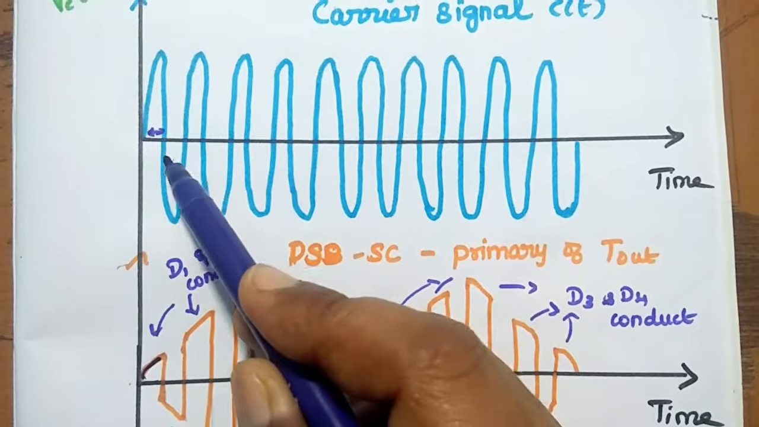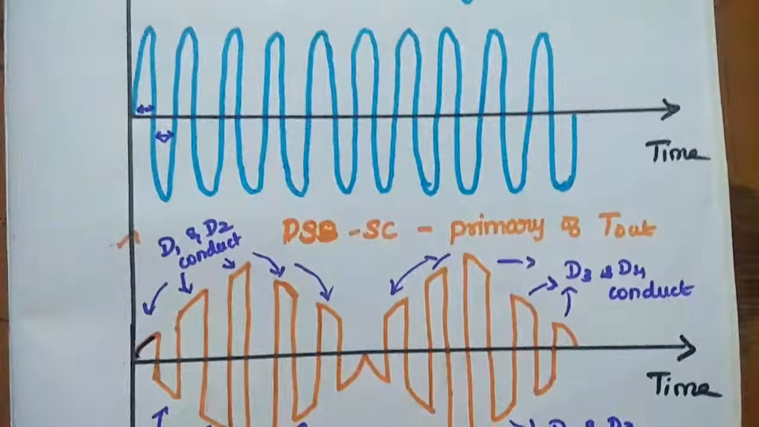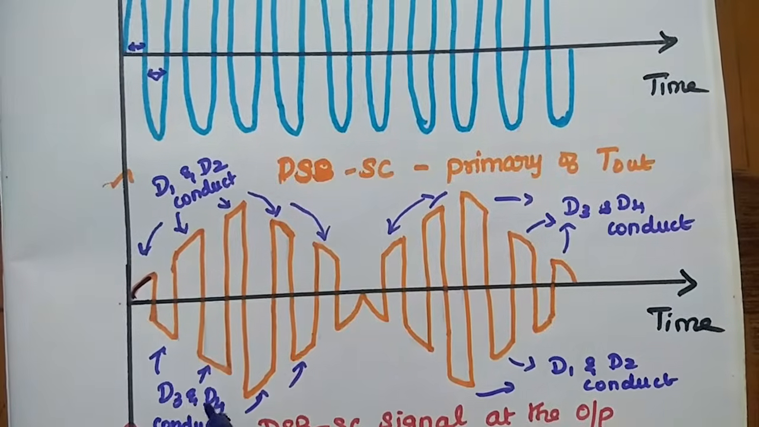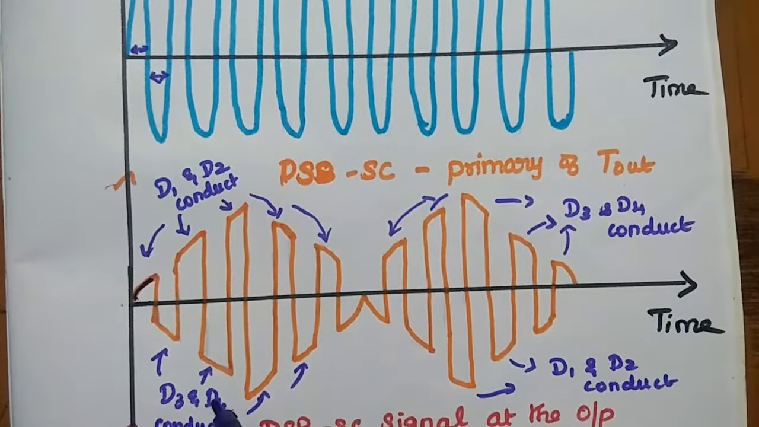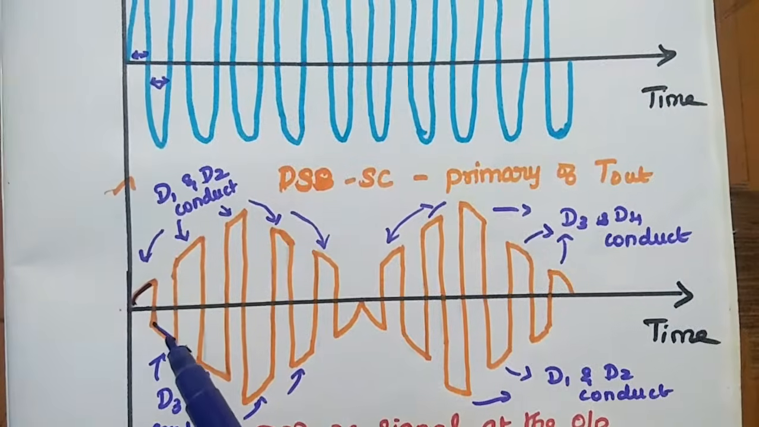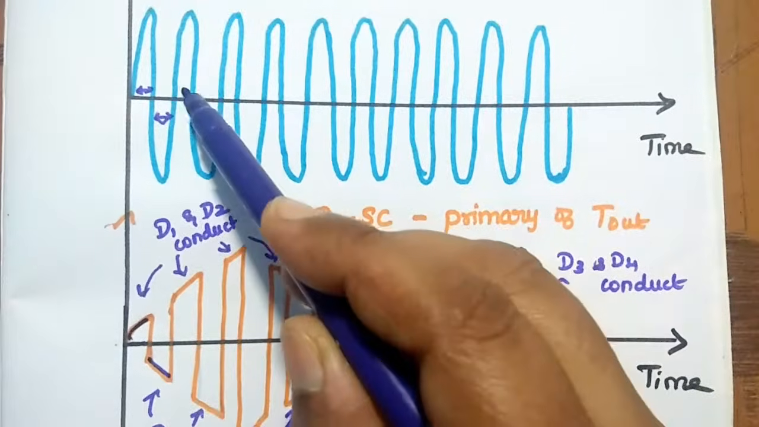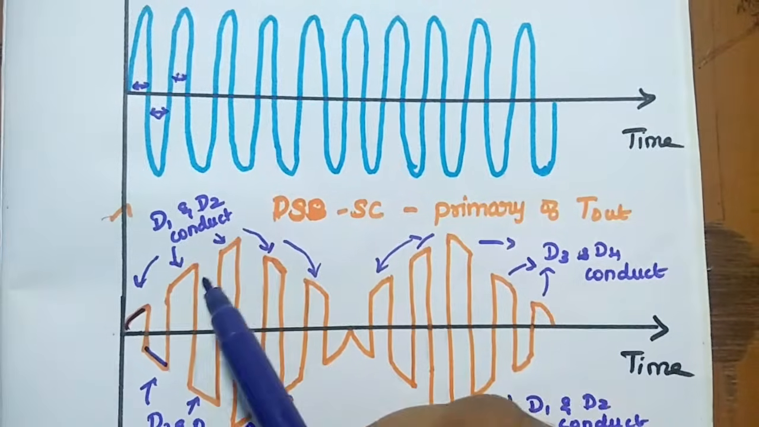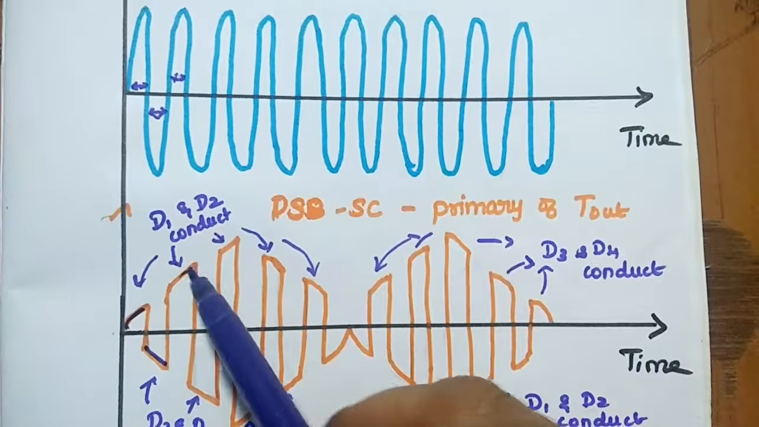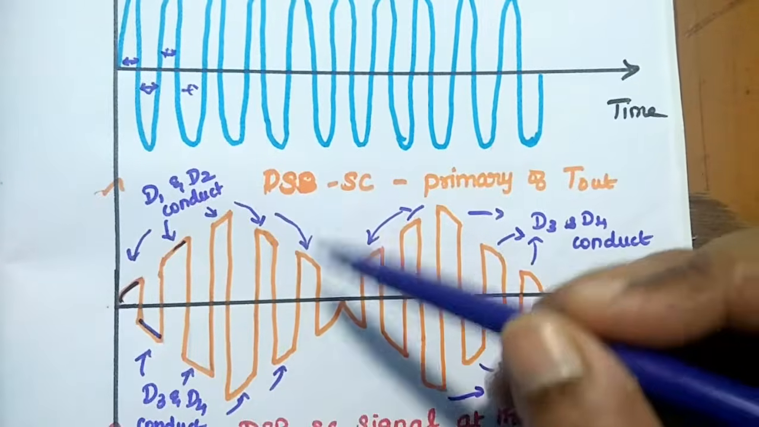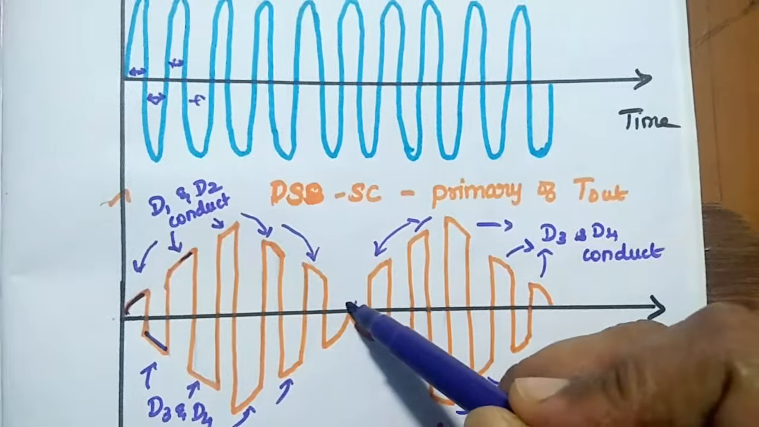During the negative half cycle, D3 and D4, these two are in forward biased condition. At that time D3 and D4 start conducting the current. Likewise, in the next positive half cycle D1 and D2 conduct, so we can get the signal like that. In the next negative half cycle D3 and D4 conduct, so we can get the signal up to this point.